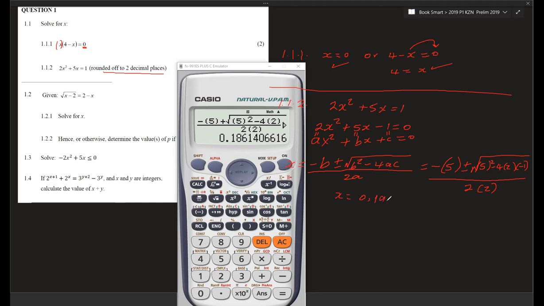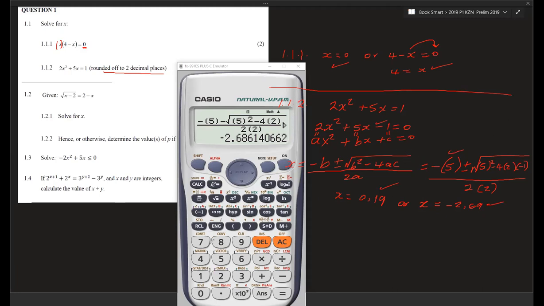Or x equals, we need to get the second solution now, so we just go back here and put a minus. With a minus there, we get x equals negative 2.69. Then you're done with that question. You should get your marks there.